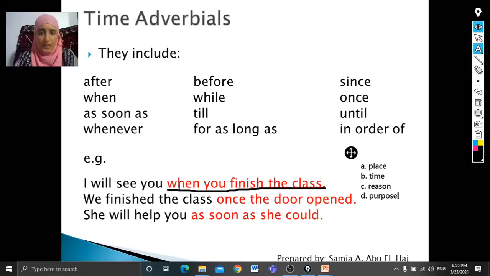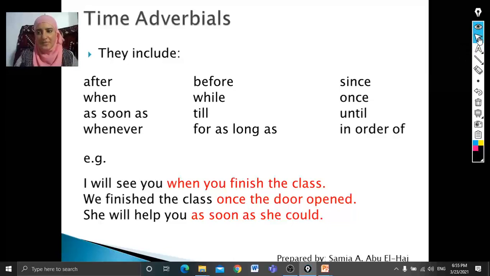Okay? So we need to study the words, and we need to study how we write them. So time, we have those words, we need to study them, and we need to study how we write them. You have two kinds of questions. They might give you choose the correct adverb, or they might ask you what kind of adverb is it. Is it place, time, reason, purpose, concession, condition, whatever. All right, let's continue with our presentation.